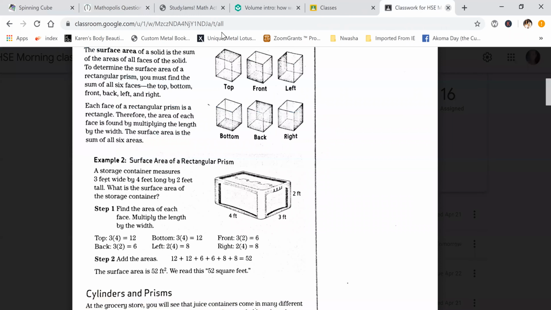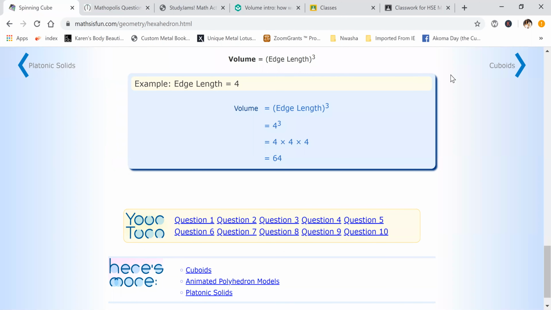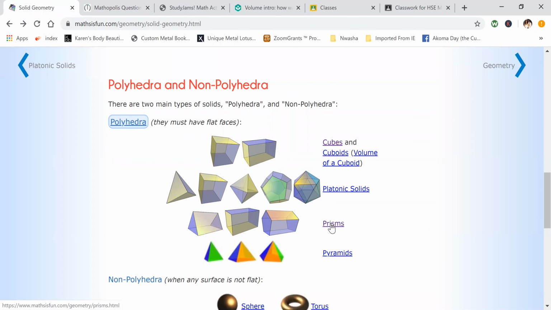Oops. And now let me show you the rectangle.